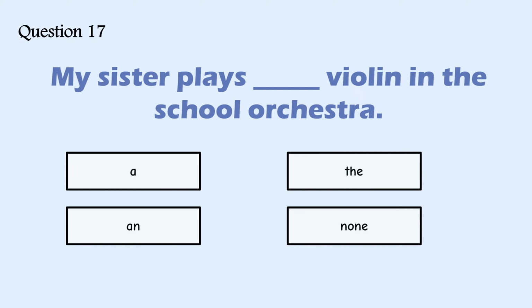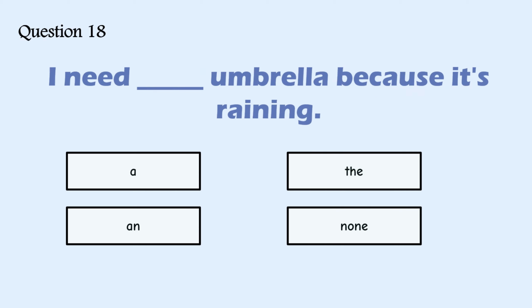Question 17. My sister plays dash violin in the school orchestra. The correct option is the. Question 18. I need dash umbrella because it's raining. The correct option is an. I need an umbrella because it's raining.